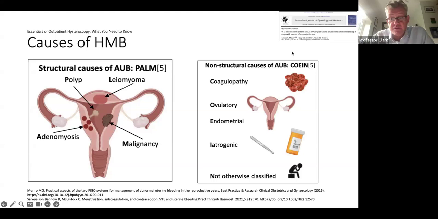Hysteroscopy can be useful for the non-structural, the endometrial causes, because it can facilitate directed biopsies. But it's particularly useful in detecting the structural causes, so malignancies or pre-malignancies, again through directed biopsies. If it's focal rather than a global lesion, it can help you remove and detect polyps, and also fibroids that are extending into the uterine cavity or abutting it. So what we call FIGO type 0 to type 3 fibroids.